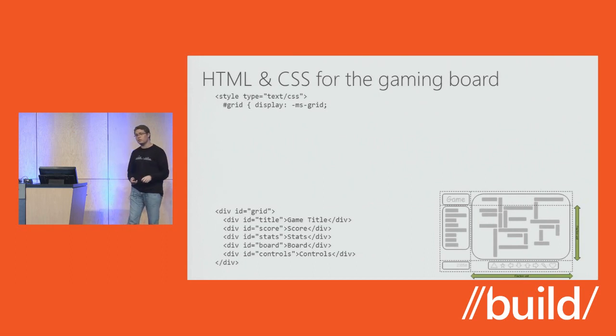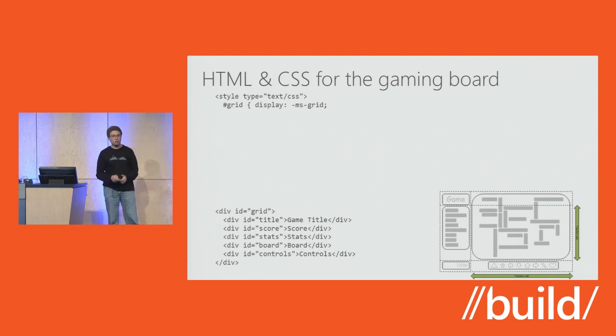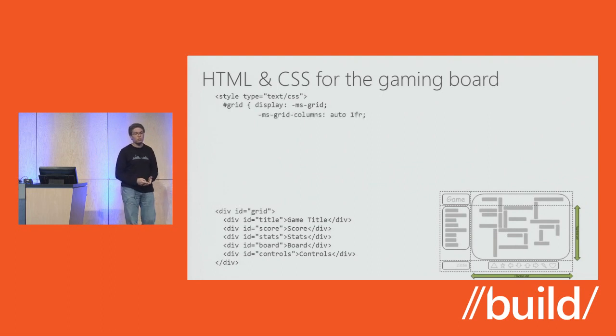So currently, the specification is in draft mode, so it needs to be prefixed by the MS vendor prefix. So you need to put -ms-grid to switch the display to grid. Then you need to define the number of columns you'd like to use. So I need to use 2 columns. The first one will have the size based on the content I will put inside it, so it's automatic. And the second one will use all the available space remaining using a fraction unit.